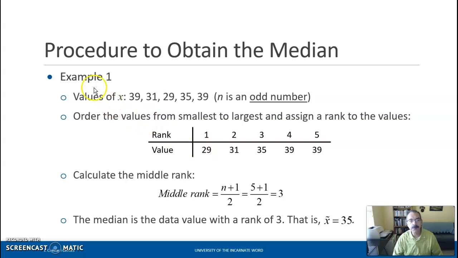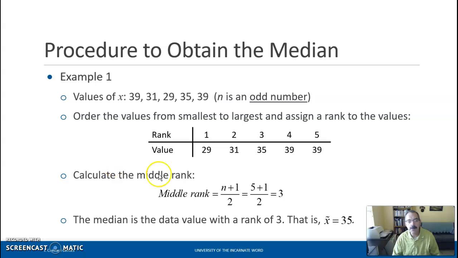So in this case, this is the first example, we have the variable x that has 5 values. So it's an odd number of values, and the lowercase n is an odd number. So the first step, we rank the values from smallest to largest. You look at the data and you see that 29 is the smallest, then it's followed by 31, then by 35, then 39 and 39. So you put that here in order from smallest to largest. Then you assign a rank. The rank means 1, 2, 3, 4, 5, and so on.